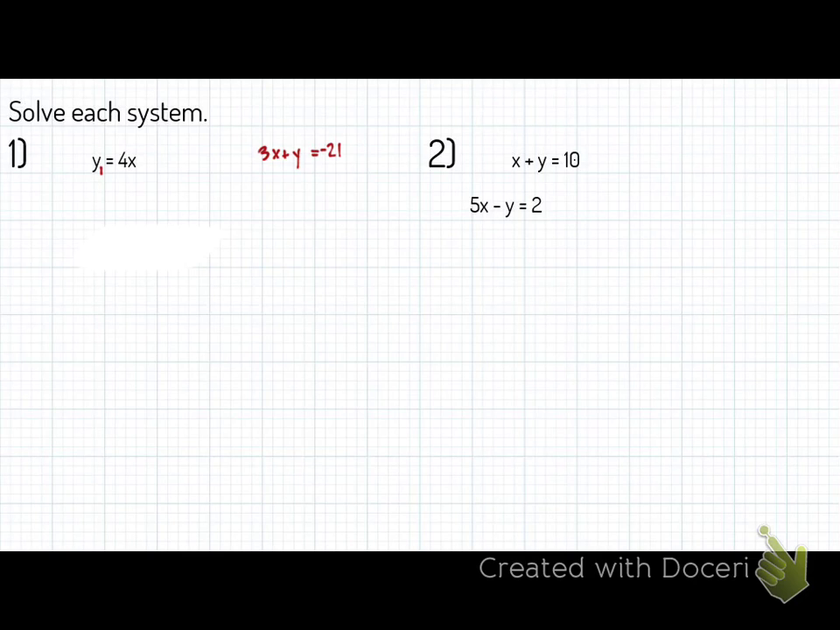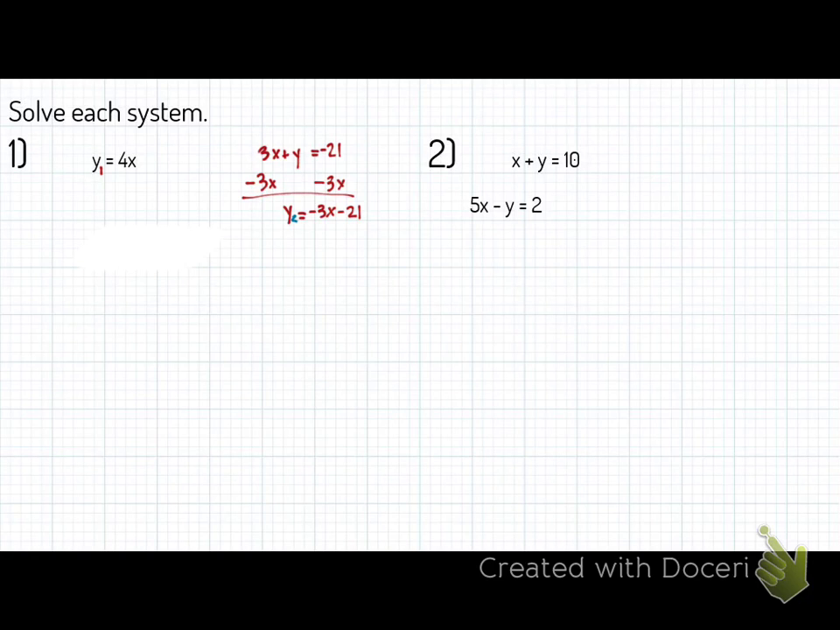The second equation up here is not isolated. You see how y is not isolated? So I could isolate it by subtracting 3x on both sides. And when I do that, I get y is equal to negative 3x minus 21. Okay? Now this y is also isolated, so this could be my y2. Alright? I'll put that in blue so you can see that.